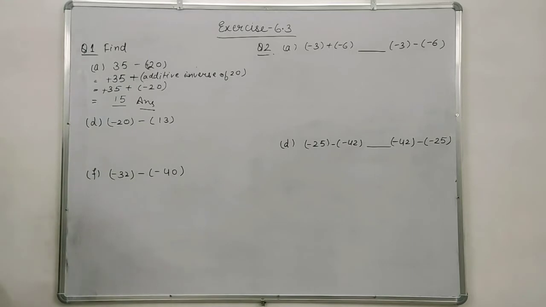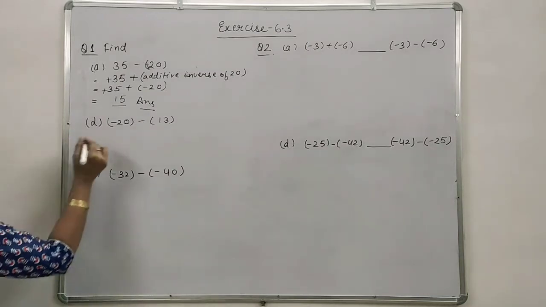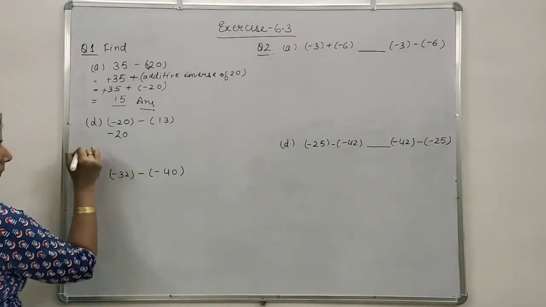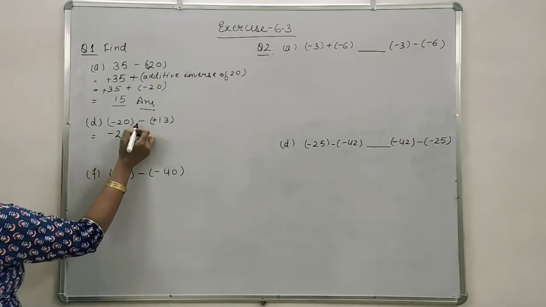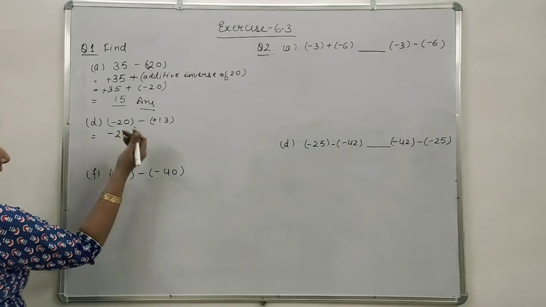You can directly write 15 here. So this is the answer. Okay, now let us move to the next part, B. Okay, this is minus 20. And here again it is positive. It is just similar to this. Okay, I am just doing it directly this time.